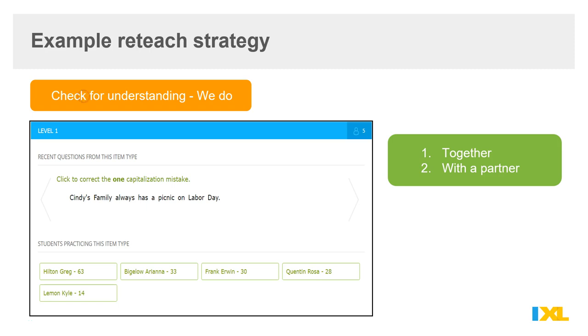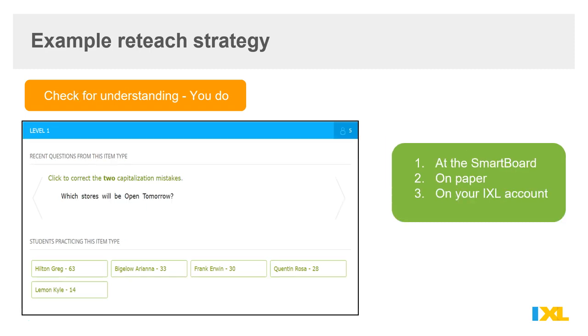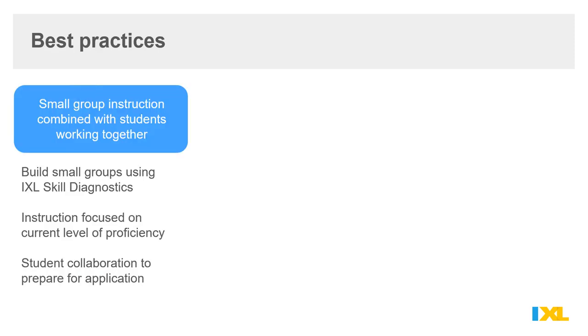Following the I do, we'll do the we do. We're going to do some guided practice together. Then I might have them work with a shoulder buddy or a partner. And then I'll end with the you do, where they will practice independently, followed by in their IXL account, showing me that they've made progress via both my small group instruction that I've led, as well as that skill practice.